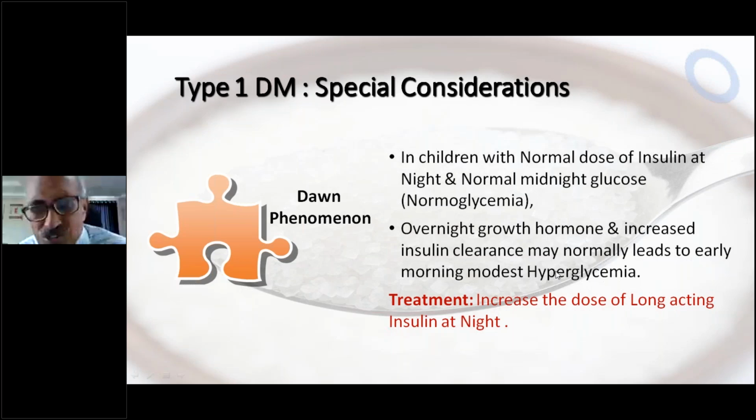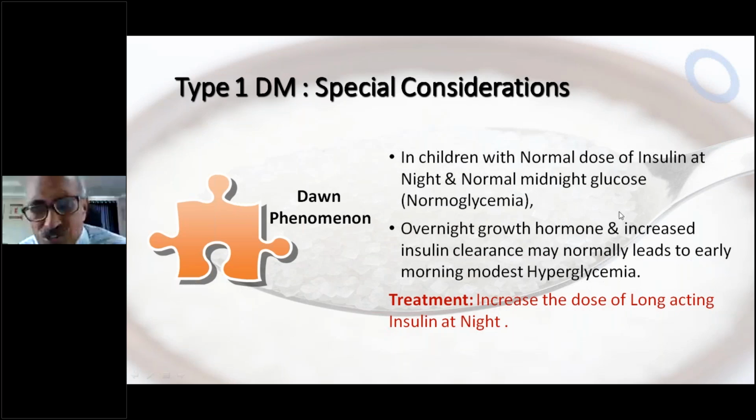So in such cases, what you have to do is increase the night dose a little. If you are giving 5 units in the night time, make it 6 units or 7 units. Observe it and give, so as to prevent early morning hyperglycemia. 3 o'clock, 4 o'clock, it is coming about 200 above, like that. So this is common. This happens with those children with normal doses of insulin. Please remember, normal dose of insulin, dawn phenomenon.